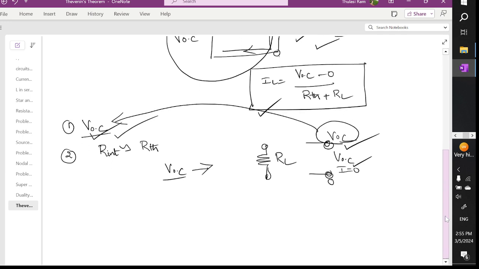Coming to the second step, in solving this second step, we have two methods. How to find RThevenin? The first one is if you have only a dependent source.